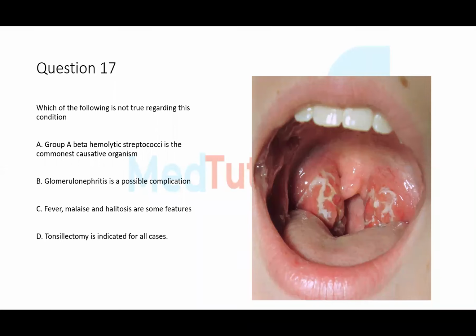So let's take note of this. Fever, malaise, halitosis are some features. Yes, all these are seen. Tonsillectomy is indicated for all cases? We don't just go and do tonsillectomy. The treatment is use of antibiotics when you have whitish exudate, inflammation, and features suggestive of pyogenic infection. You give antibiotics as appropriate, and you do some oral toileting as required to eliminate symptoms like halitosis and the likes. You don't just do tonsillectomy.